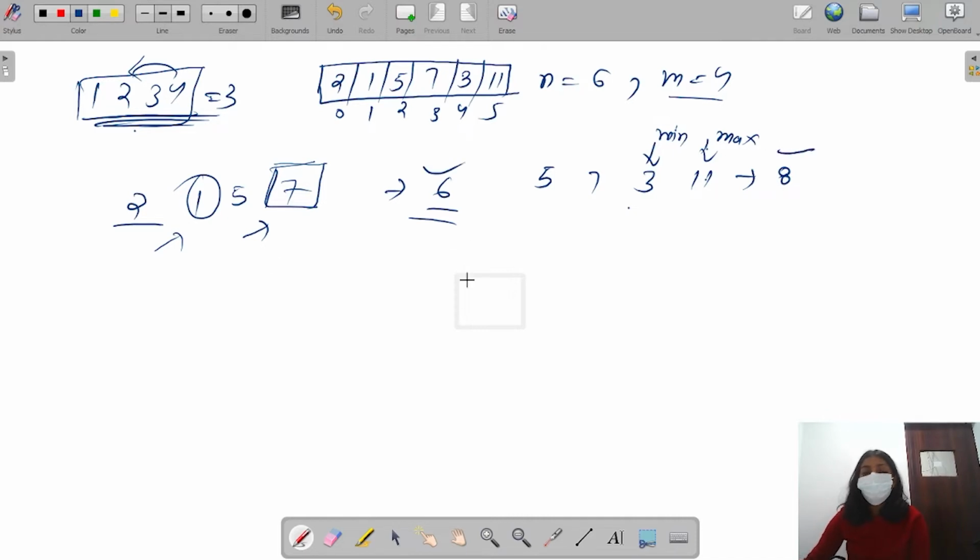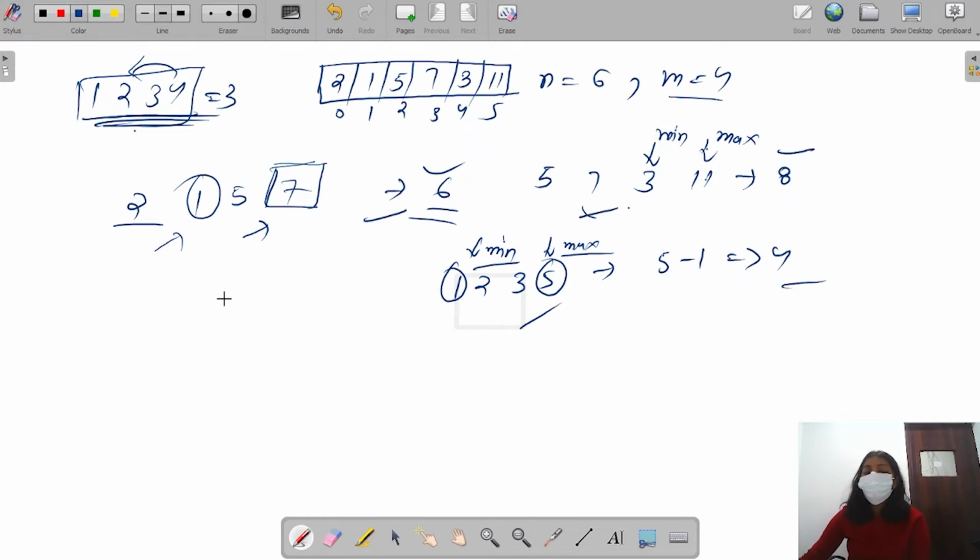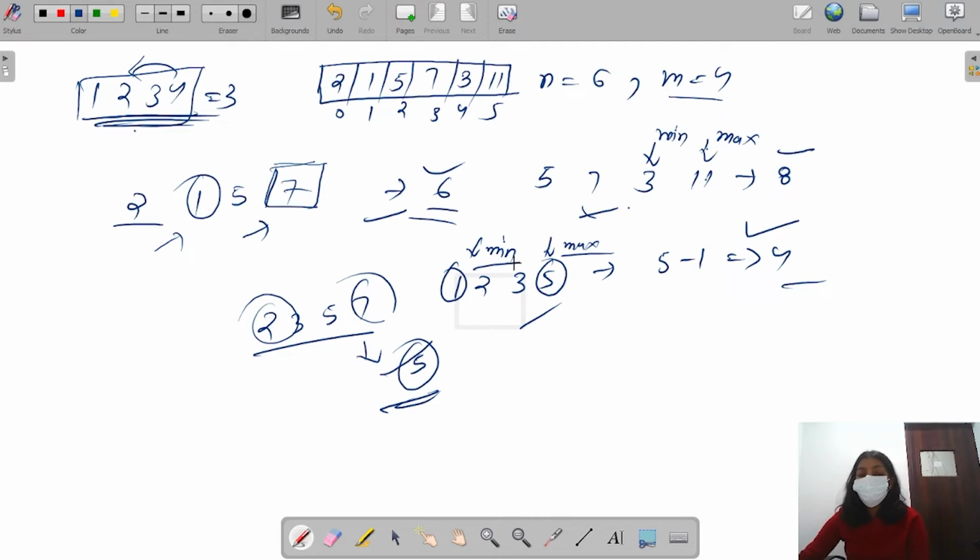Now say I have another distribution, 1 2 3 5. One student gets only a single chocolate and one student gets the maximum, that is 5. So the difference here is 5 minus 1, which equals 4, but it's still the minimum among all these three. Now if I have another distribution, 2 3 5 7, with this as the maximum and this as the minimum, the difference is 5, so the minimum is still this one. So we have to minimize this difference only.